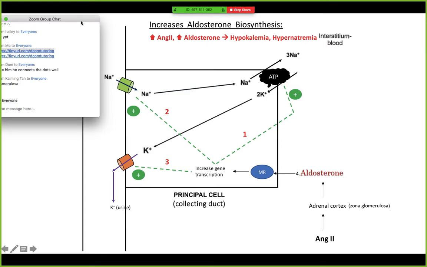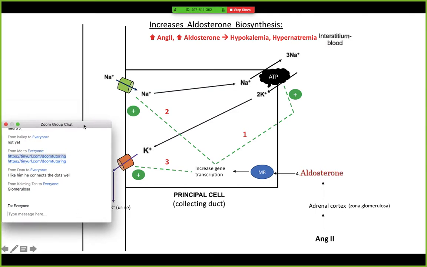So I pulled this slide out of Dr. Quadre's lecture, and we'll just walk through it. Okay, so this channel right here, what would you call that channel? I mean, it's a sodium channel, obviously, but it has a special name. Right, that's your ENaC channel.